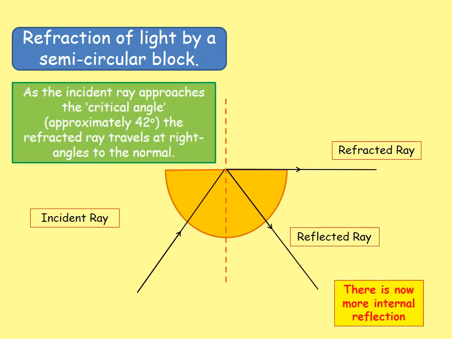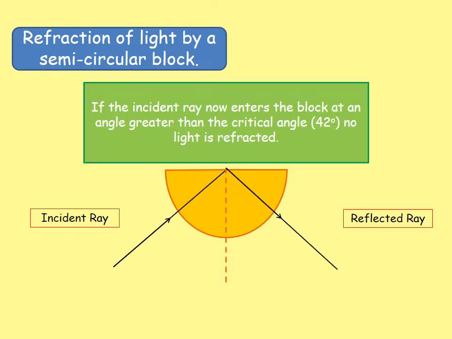As the incident ray approaches the critical angle, approximately 42 degrees, and we'll look at critical angles later in the unit, the refracted ray travels at right angles to the normal. This is now known as more internal reflection.